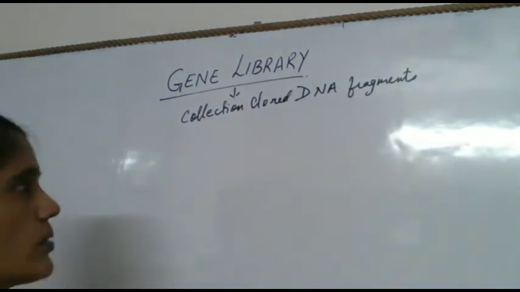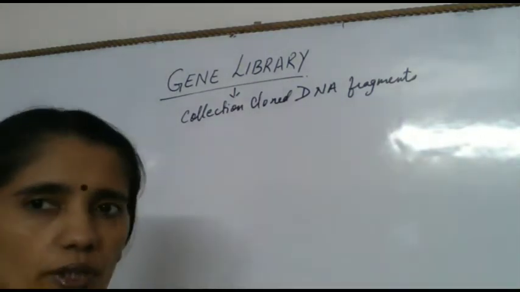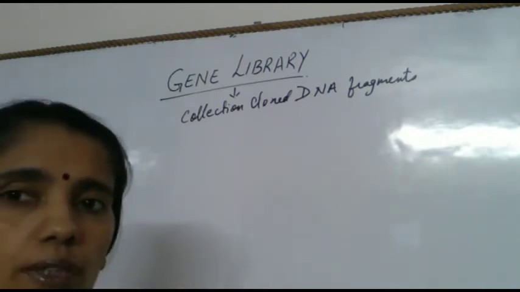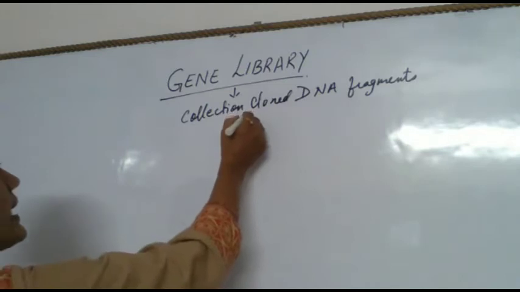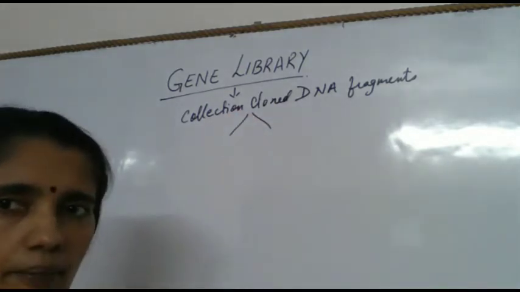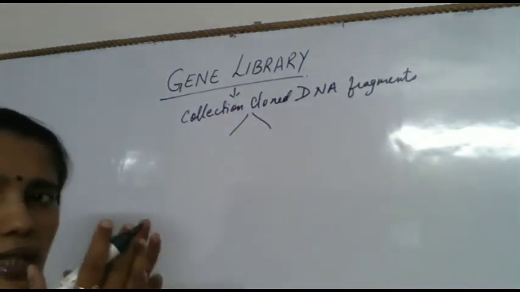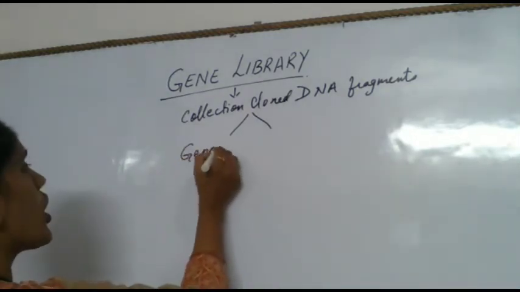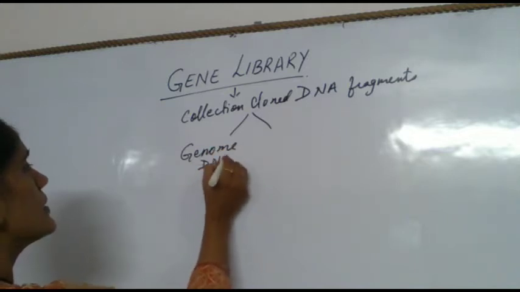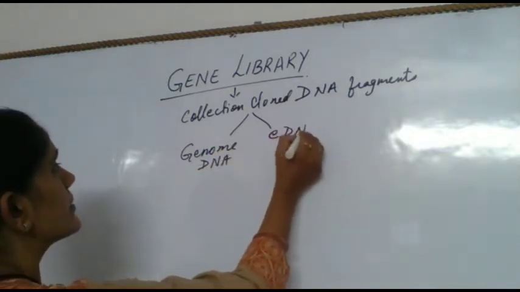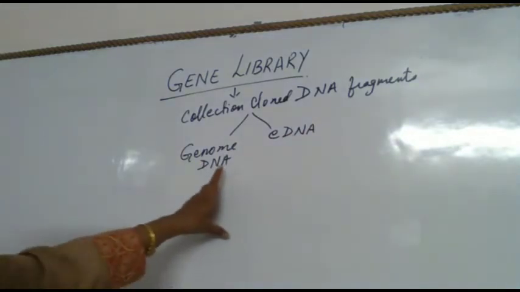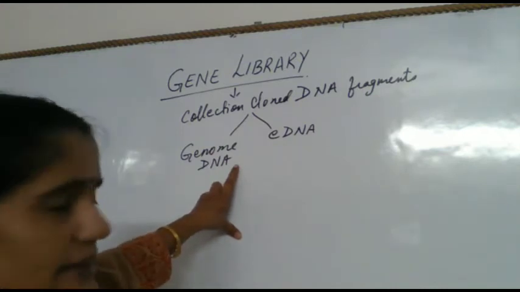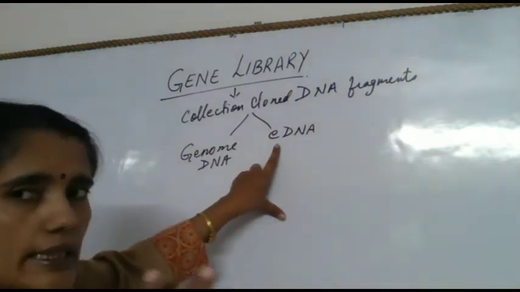Okay. Now, a collection of cloned DNA fragments, that is okay, but again, it may be of two types. First is genome DNA. A gene library may contain genome DNA or cDNA. So it will represent either genome DNA or cDNA.